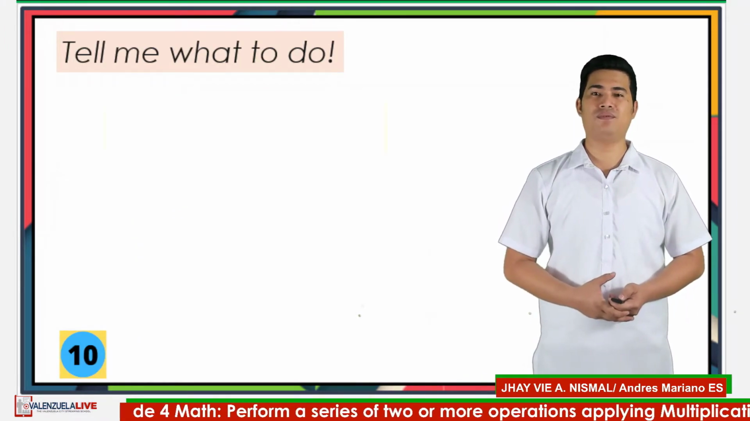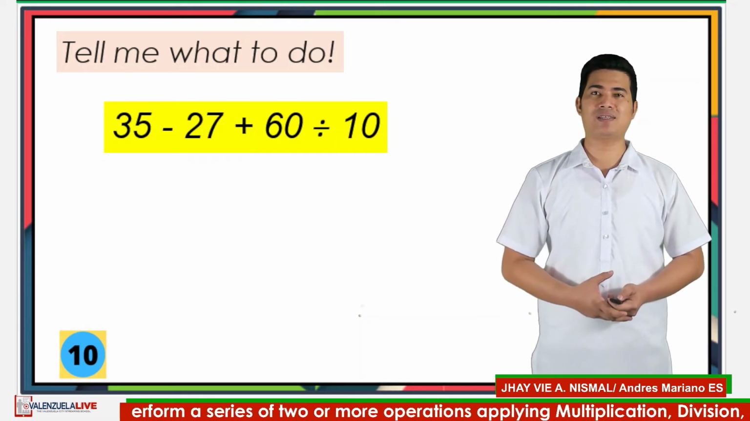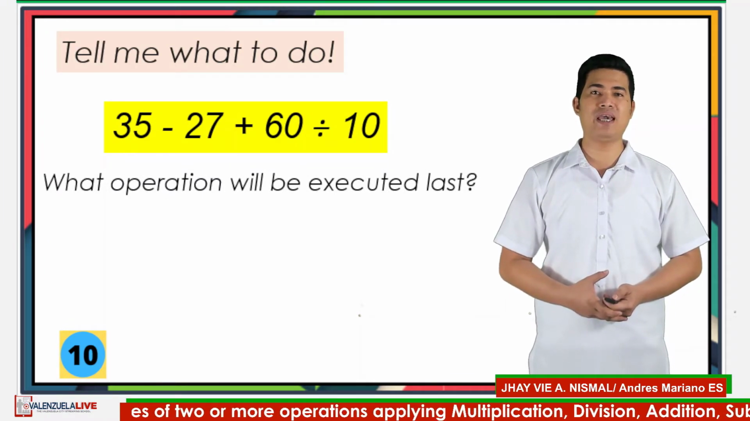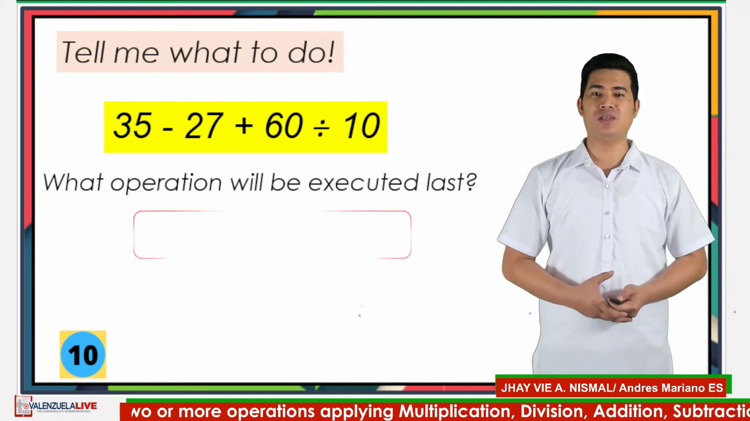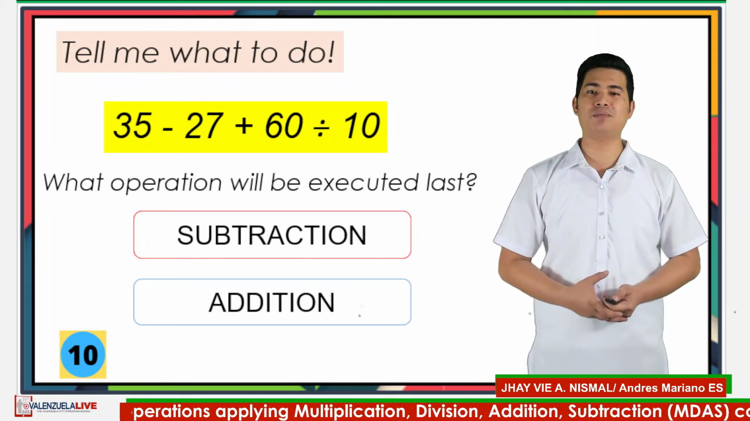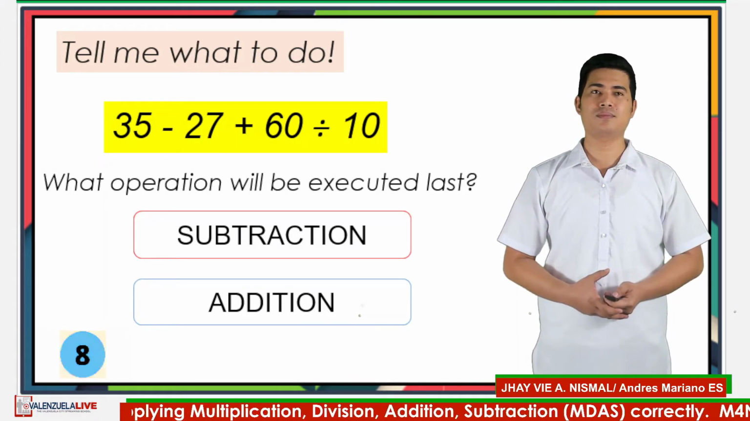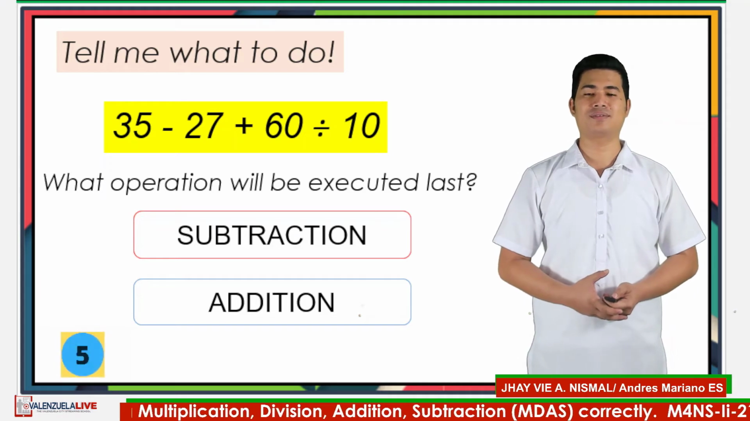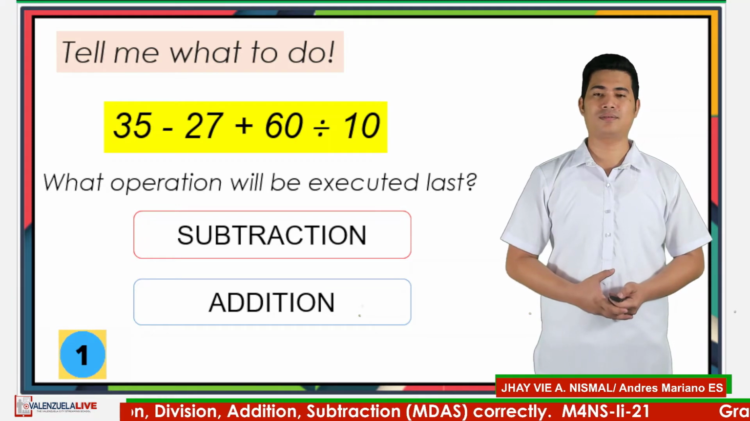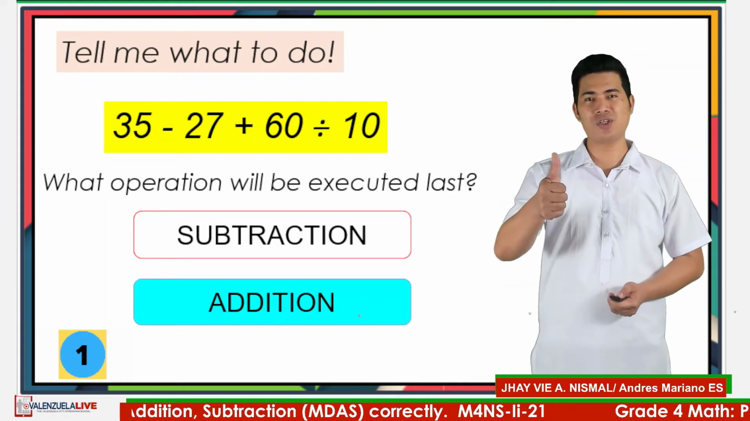Next, we have 35 minus 27 plus 60 divided by 10. What operation will be executed last? Is it subtraction or addition? Your timer starts now. Time's up. If you answered addition, great job.